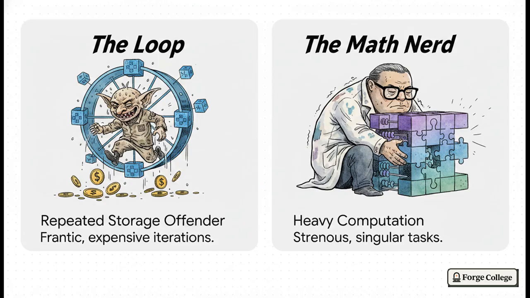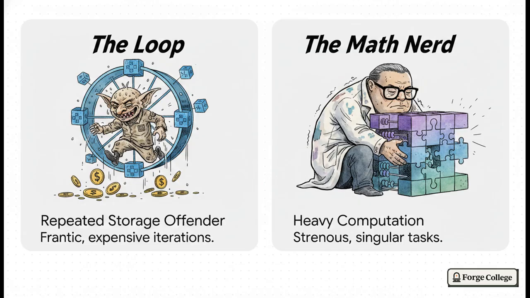On the left side of our lineup, we have the loop, or as I like to call him, the repeated storage offender. This culprit creates repeated call and SSTORE clusters. If a cluster costs 30,000 gas and runs 50 times inside a loop, well, you do the math. The cost just multiplies exponentially.